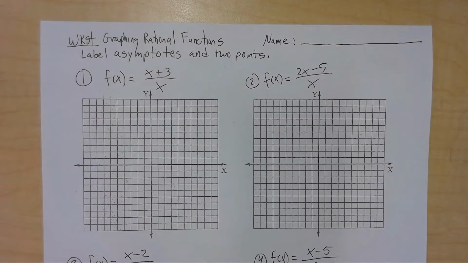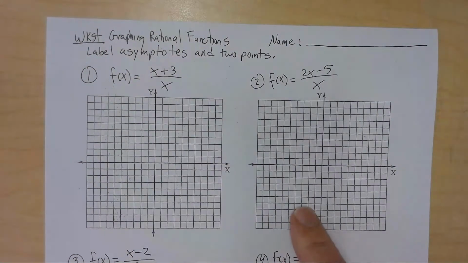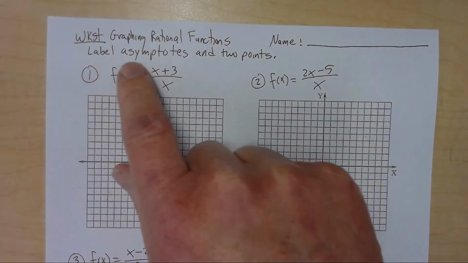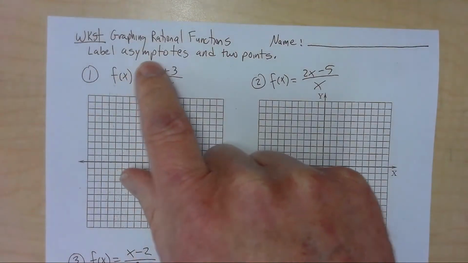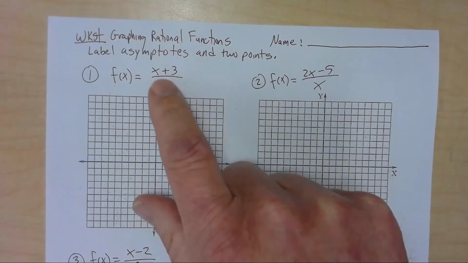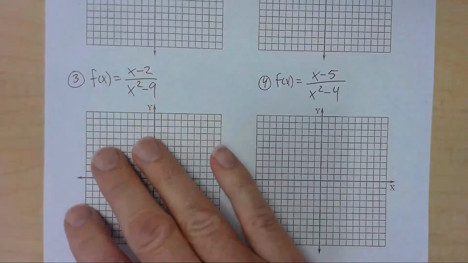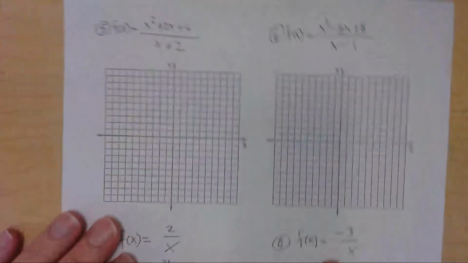All right, welcome to the worksheet on graphing rational functions. We're going to graph these 8 equations, and the mission here is to label the asymptotes and at least 2 points. Minimum of 2 points. You can label a couple more. Basically I'm going to talk you through number 1, and then you can do 2, and then I'll talk you through 3, and then you can do 4, etc. Through onto the back side.